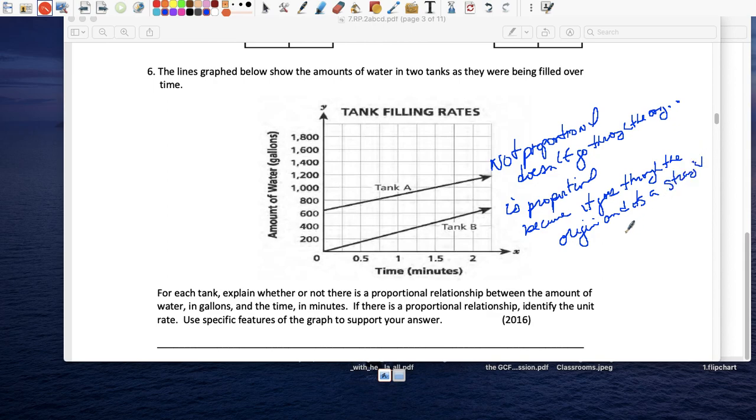And they're asking you also to identify the unit rate. Well, the unit rate is here, right? The unit rate is something over 1. So this would be the unit rate. So how do we figure out what that number is? Because I can't tell from the graph.